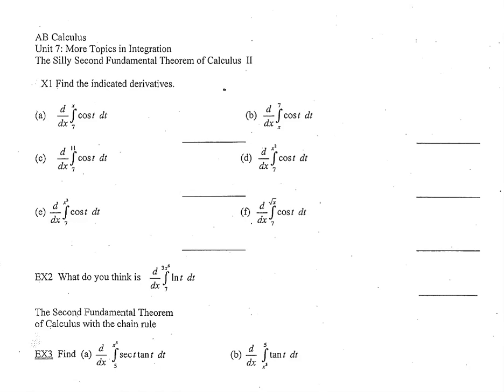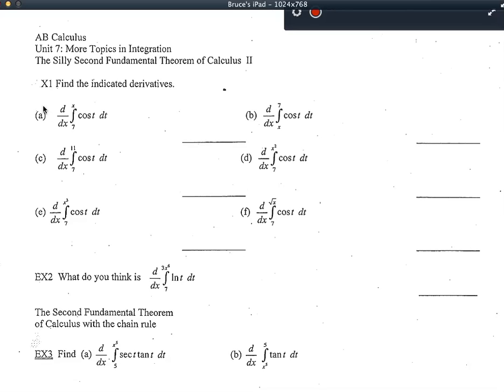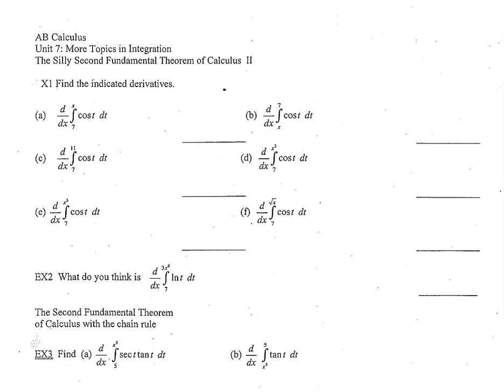And then when we take the derivative of the integral, when the upper bound is x, then the value of that is cosine of x. Don't like that color. Pick a different color.